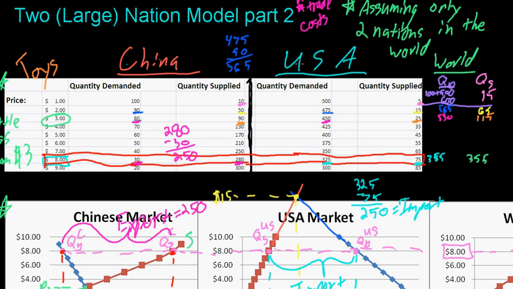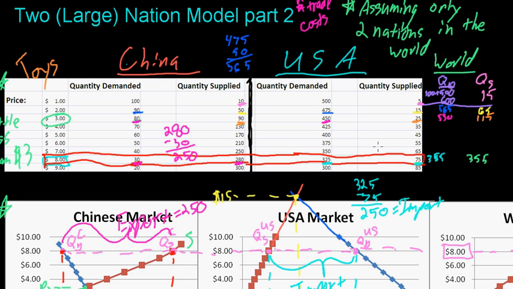So if there are no trade costs and there are only two nations in the world, then each of them are going to have a domestic demand and a domestic supply function. And so those are given here. This is the domestic demand in China for toys and the domestic supply function in China for toys. Then over here we have the domestic demand function in the USA for toys and the domestic supply function in the USA for toys.